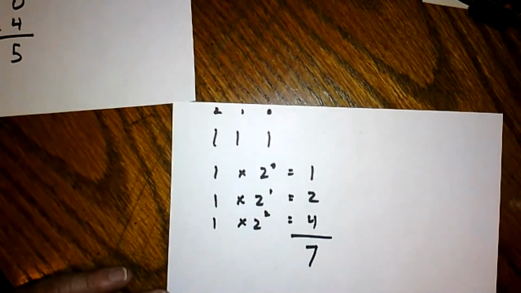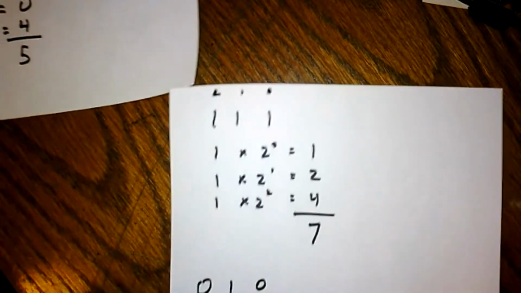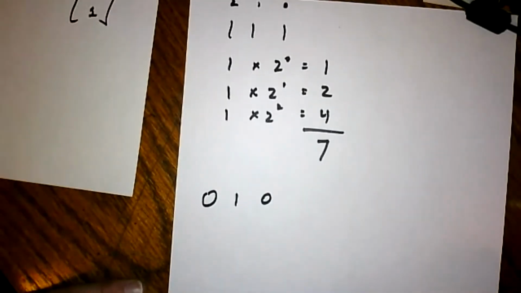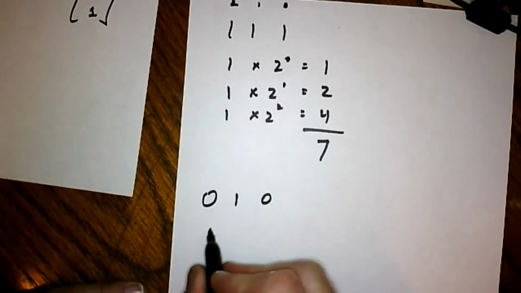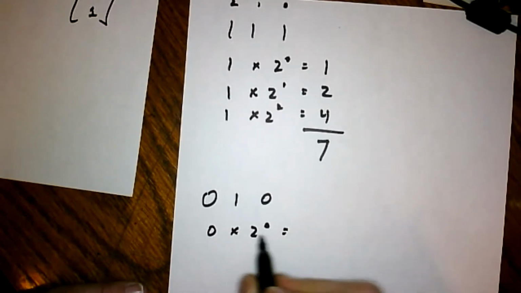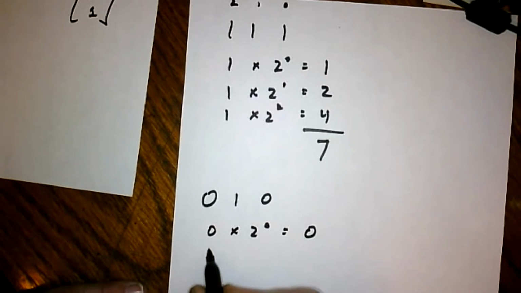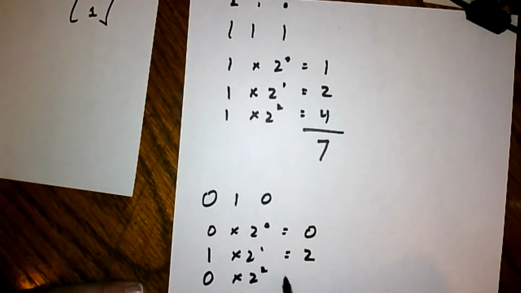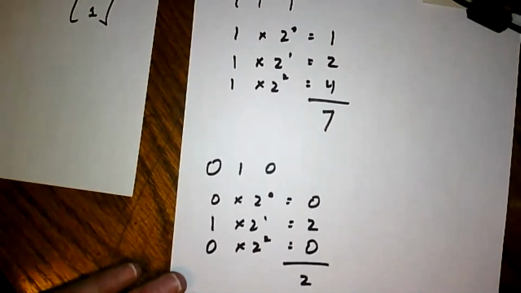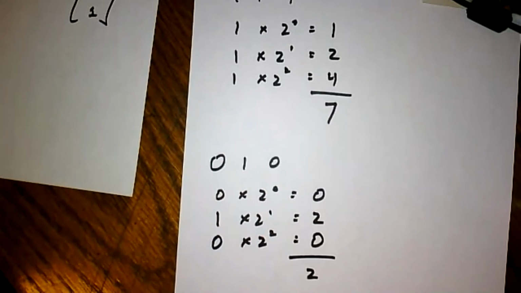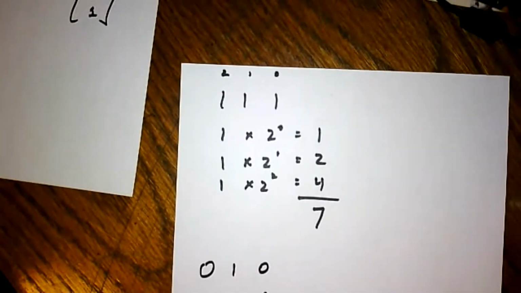I mean, I go 0, 1, 0, using the same 3 digits or same 3 positions here. 0 times 2 raised to the 0, that's 0. 1 times 2 raised to the 1, that's 2 times 1, that's 2. 0 times 2 raised to the second power, that's also 0. So that's how we would write the number 2. You can go through this and write your numbers between 0 and the highest number you'll get to is 7.